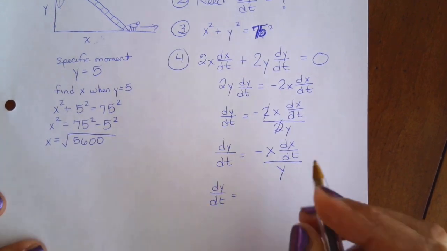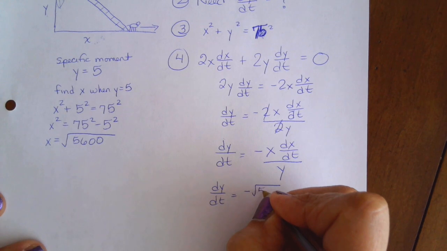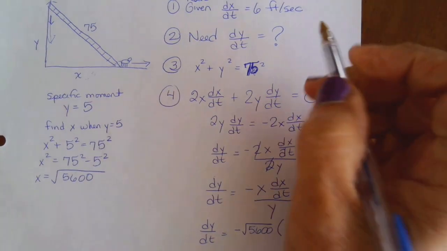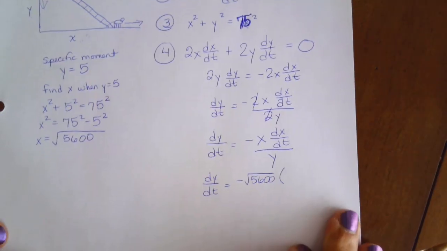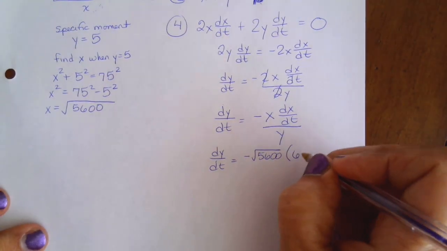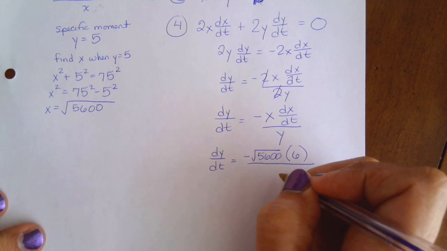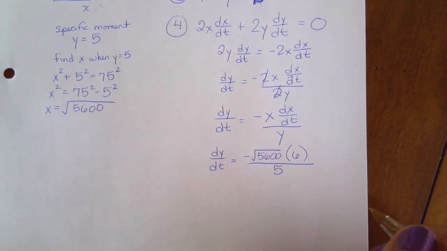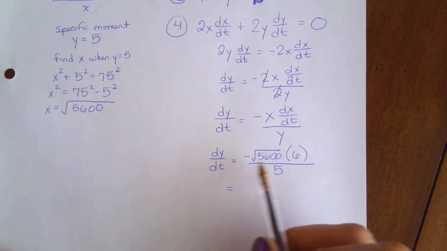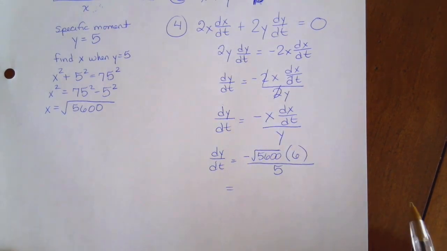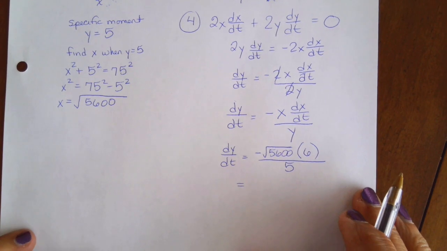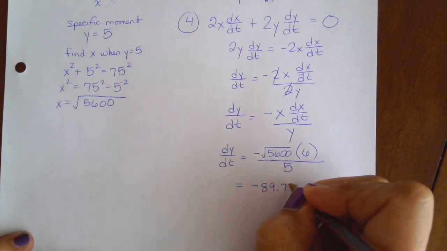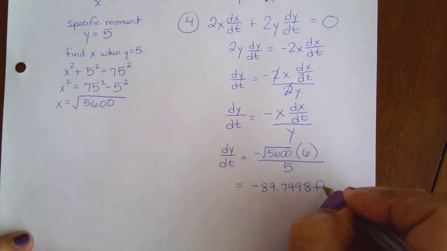Now I can do negative x, so negative square root of 5,600 times dx/dt, which remember was 6, over y, which is our specific moment. Y was 5. Okay, all right, so now I can put that in my calculator and get the answer, and don't round it too much, okay? So that's going to give you negative 89.7998 feet per second.